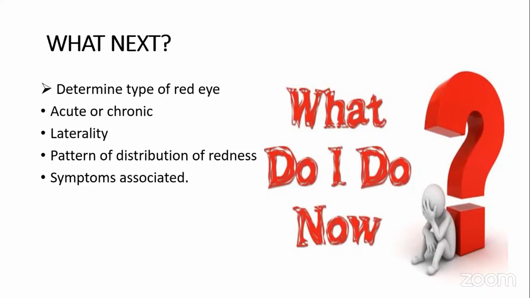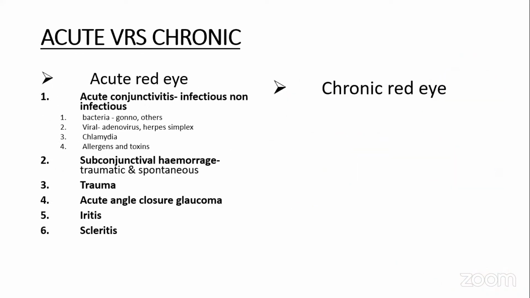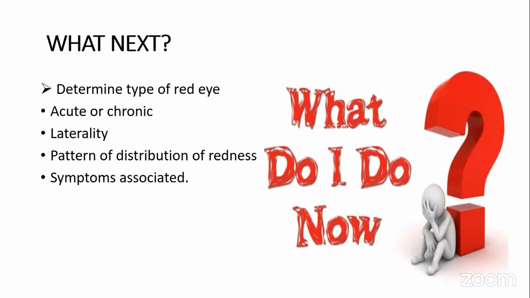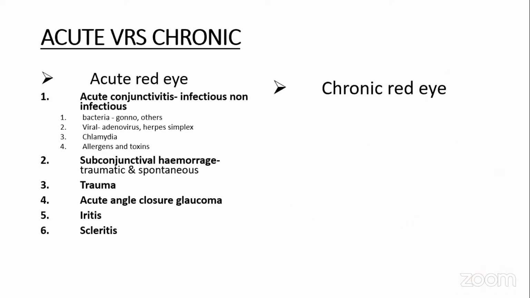And then laterality, whether it involves one eye or both eyes. And then the pattern of distribution of the redness. And then associated symptoms. So once you have a red eye and you end up in a hospital, these are some of the things that need to be determined, okay? So like I said, acute versus chronic. When we say acute, what do we mean? Under 7 days.